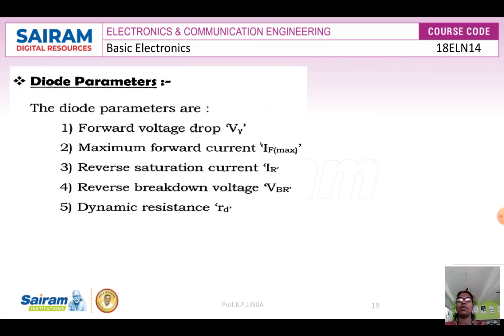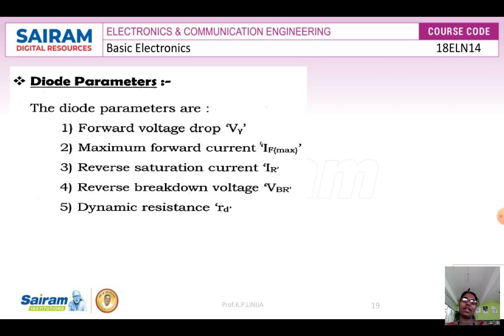Followed by this, there are some diode parameters. So what are the diode parameters? Forward voltage drop, represented by VF. Then maximum forward current, that is IF max. Then reverse saturation current, that is IR. Then reverse breakdown voltage, that is VBR. Then dynamic resistance, RD. These all are the diode parameters. So five diode parameters we are going to see.